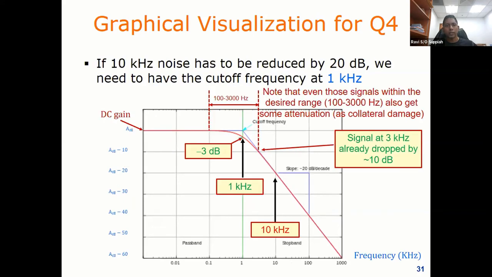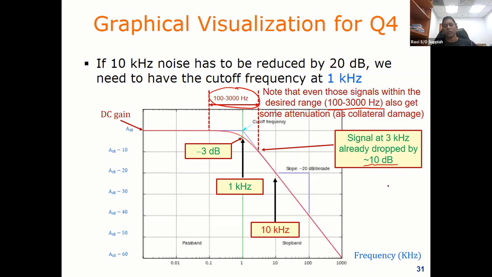Now the thing that you will look at is this: the signals between 100 and 3000 Hz. You can see that we have an audio signal that is 400 to 3000 Hz. So when my cutoff is at 1 kHz, the signal from 1 kHz to 3 kHz is also affected, correct? They are also attenuated slightly. As you can see over here, the range 100 to 3000 Hz is here, which means the signals from 1K to 2K roughly are also getting some attenuation up to around 10 dB.